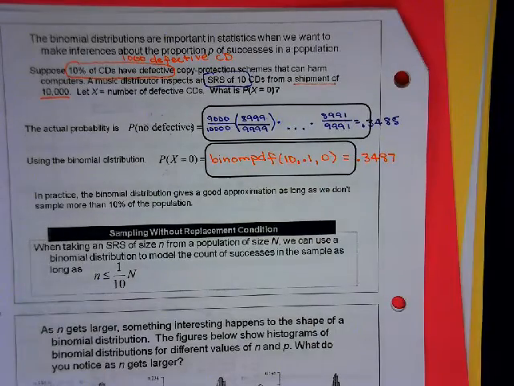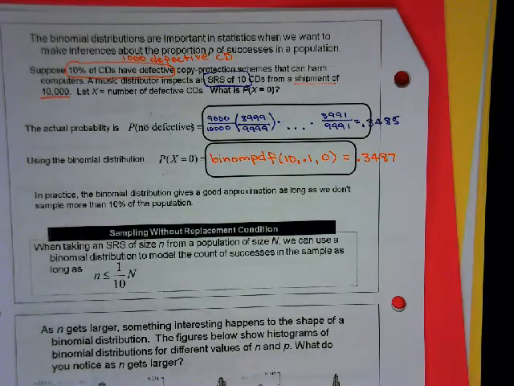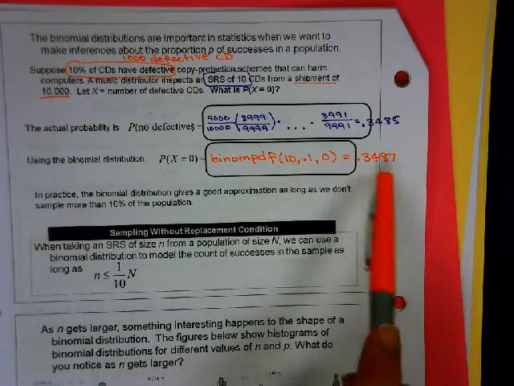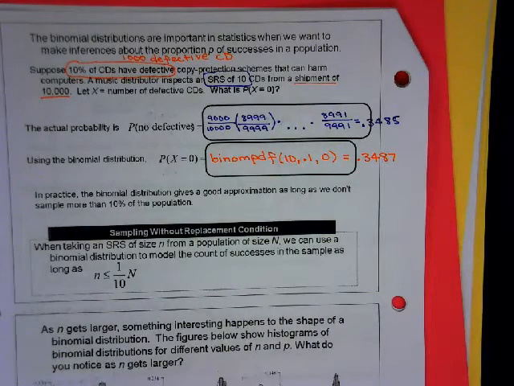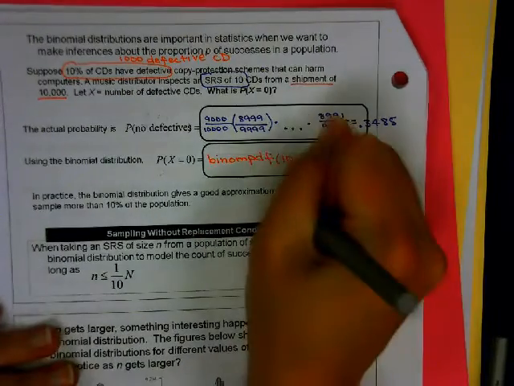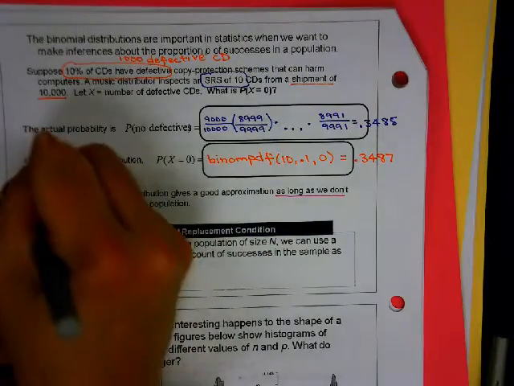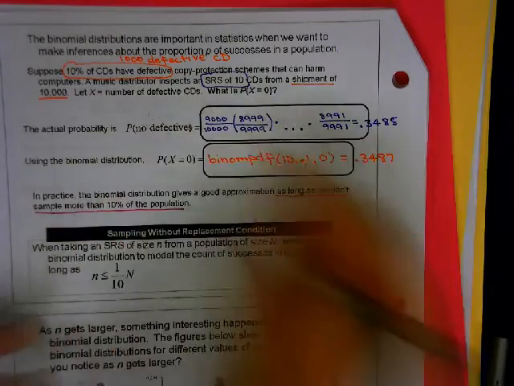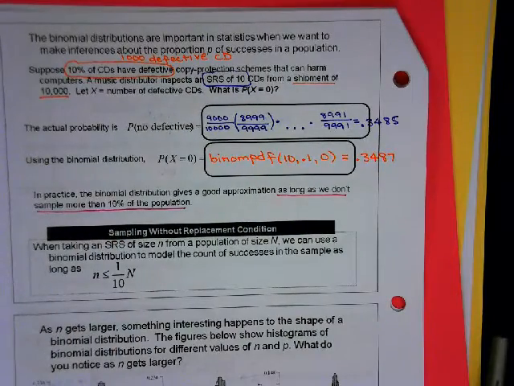So the binomial distribution gives a good approximation as long as we don't sample more than 10%. The minute we start sampling more than 10% of the population, the binomial distribution is no longer a good approximator. So we have this condition that we need to start looking at.